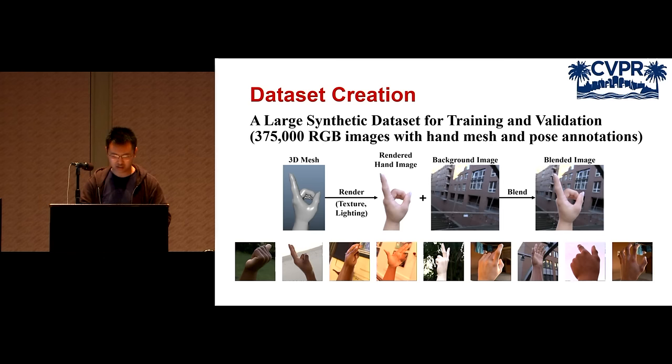We first create a large-scale synthetic hand shape and pose data set. It provides the annotations of both 3D hand joint locations and full 3D hand meshes. The synthetic RGB image is rendered by a 3D hand model with natural lighting and realistic background.